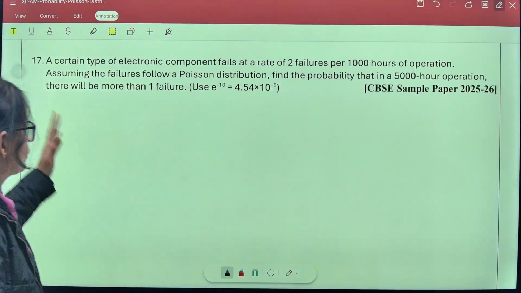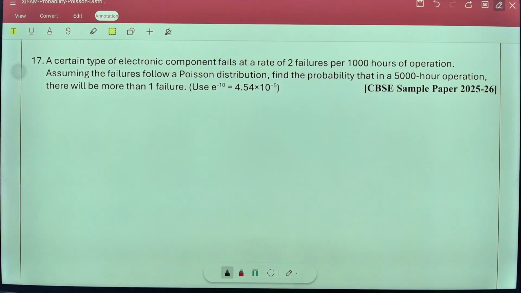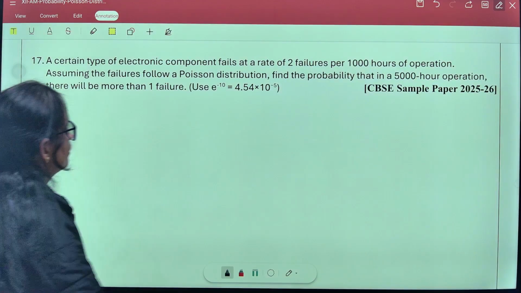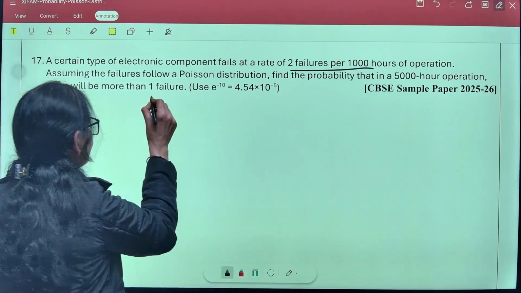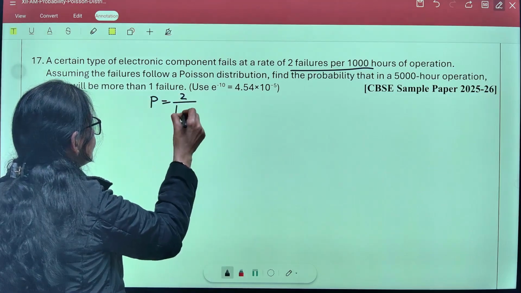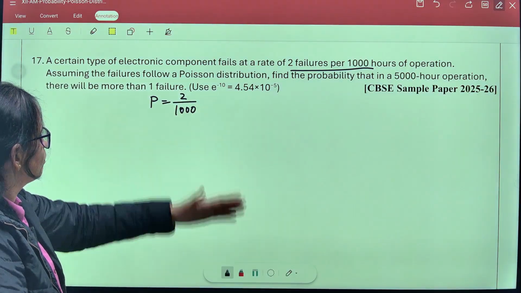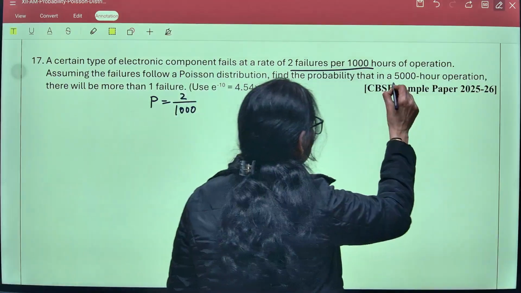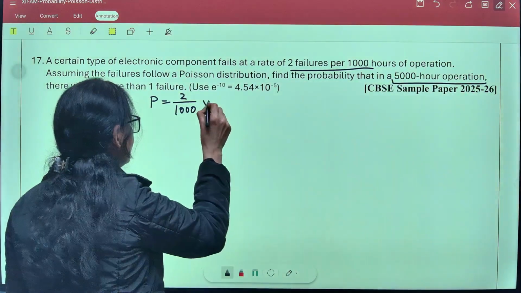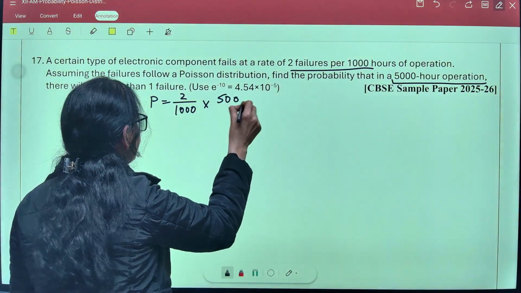Next, last question. A certain type of electronic component fails at a rate of 2 failures per 1000 hours of operation. So, the rate of failure is 2 out of 1000. Assuming that the failures follow Poisson distribution, find the probability in a 5000 hour operation. This is the intended interval in a 5000 hour operation.